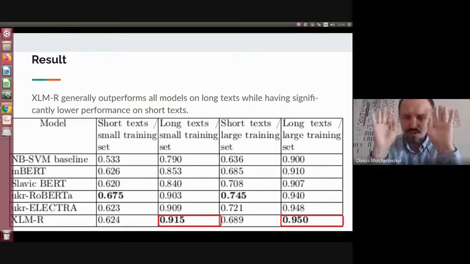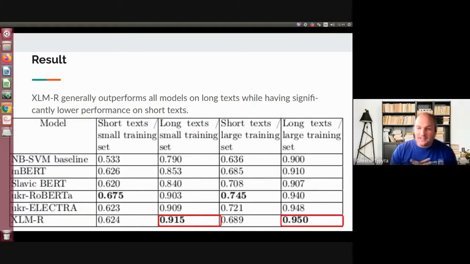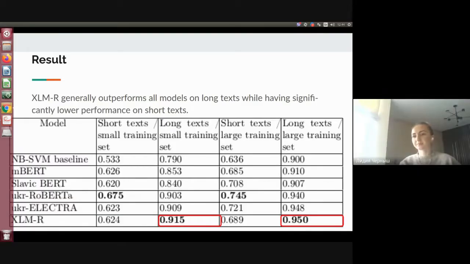Sorry, Oleksii, please. I would like to add that when I tried to analyze the word embedding of the transformer, it doesn't use whole words. It uses parts of words. So we cannot speak about terms, sequences of words, or bag of words. Transformer works in a different way. Okay, thank you.